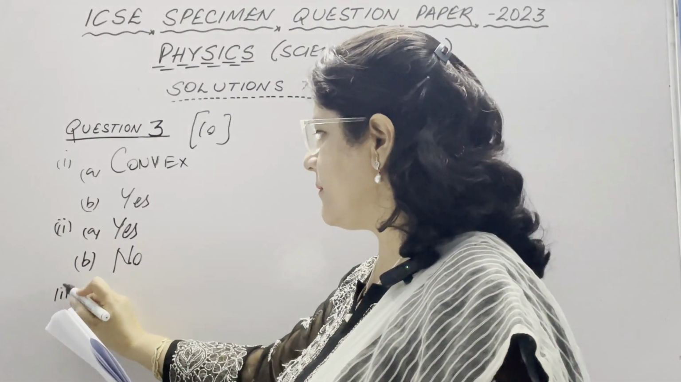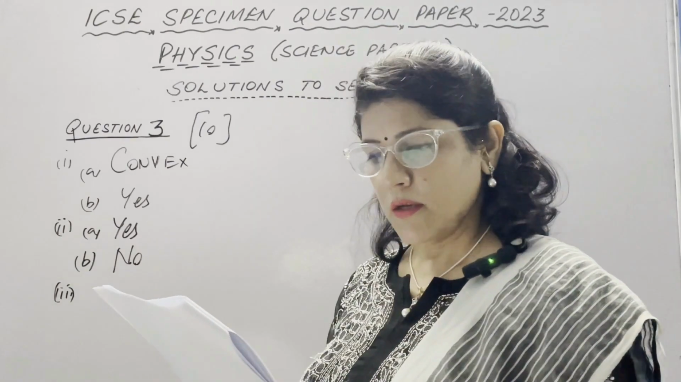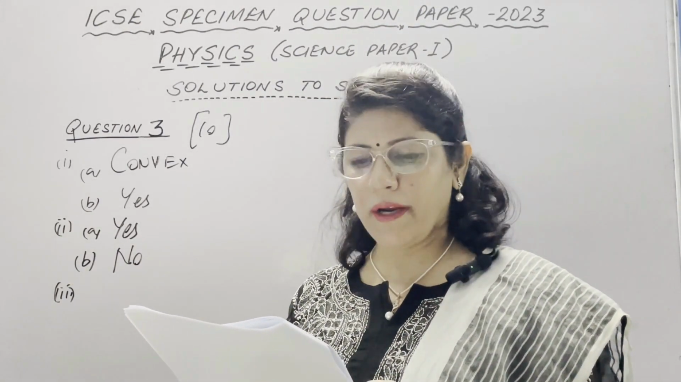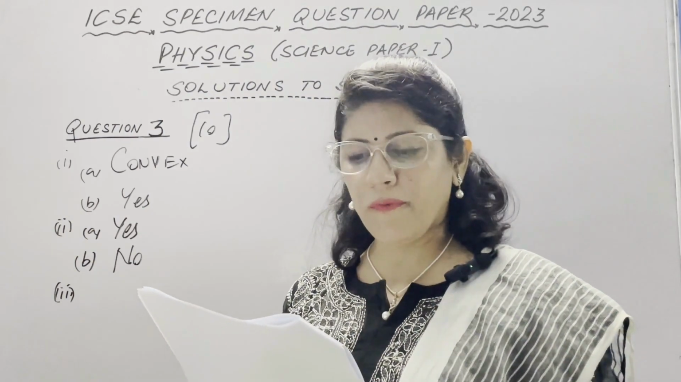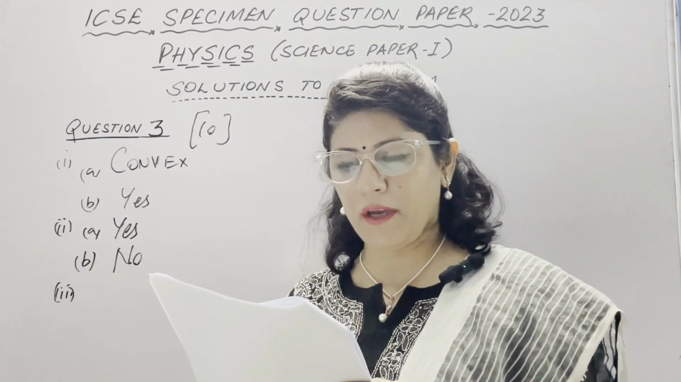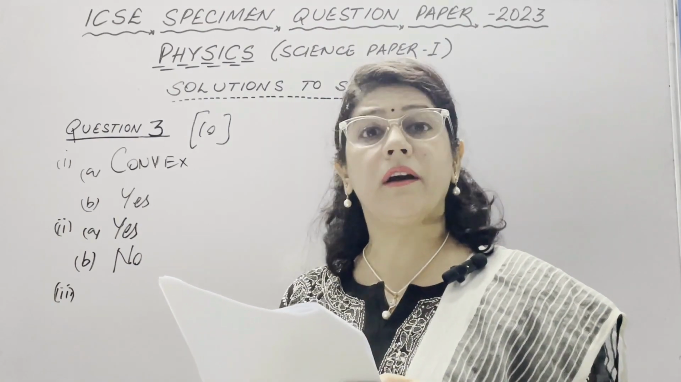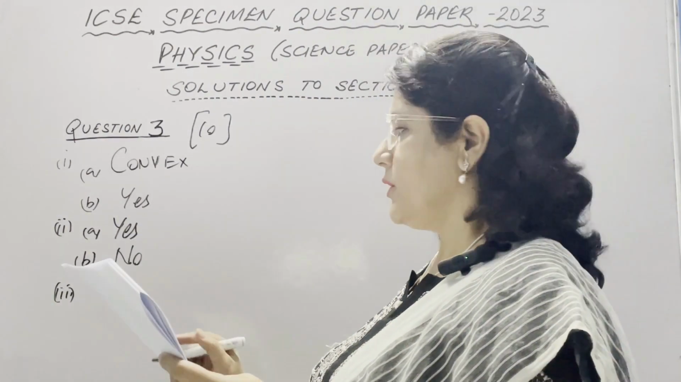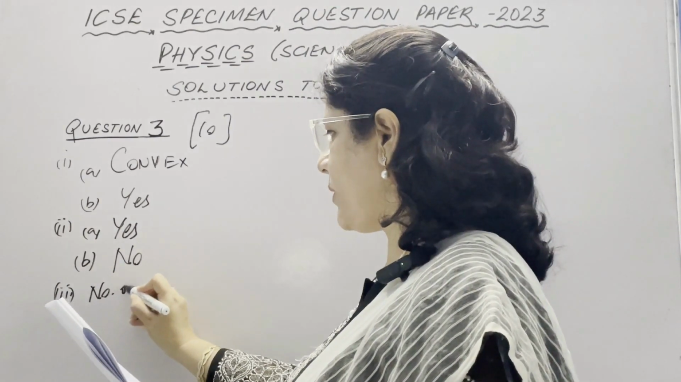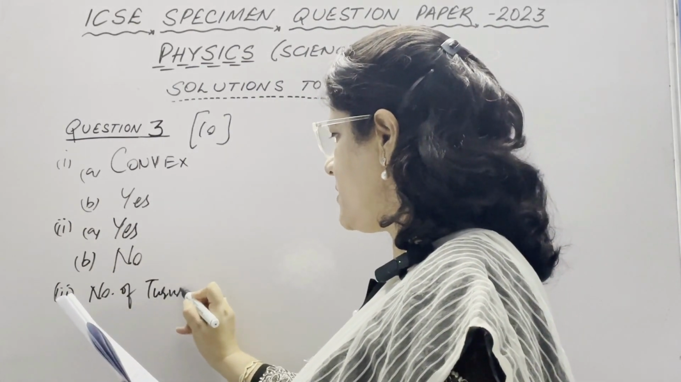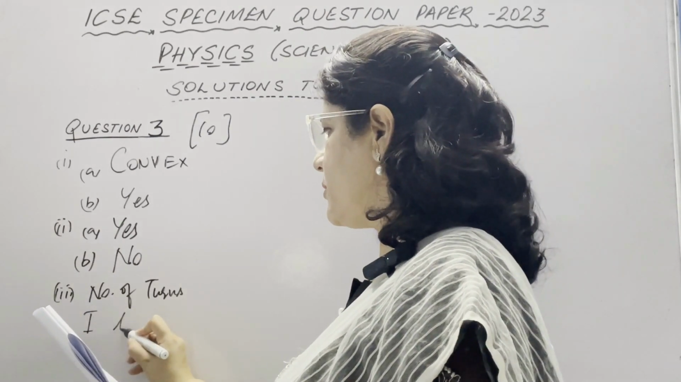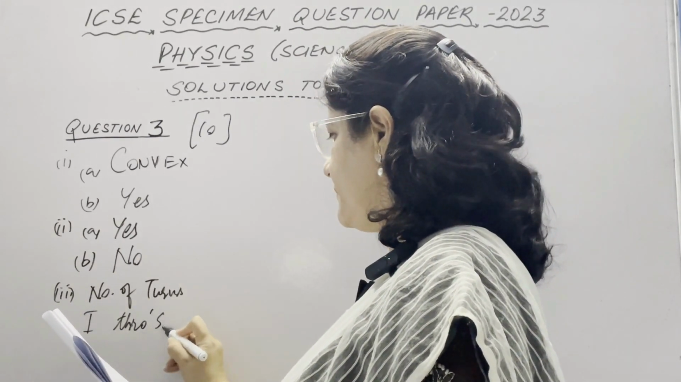In third part, state 2 factors that affect the strength of the electromagnet. We all know that by increasing the number of turns, the strength of electromagnet can be affected, and by increasing the current to the solenoid, the strength of the electromagnet can be affected. So, number of turns is our first point, and second is current through the solenoid.